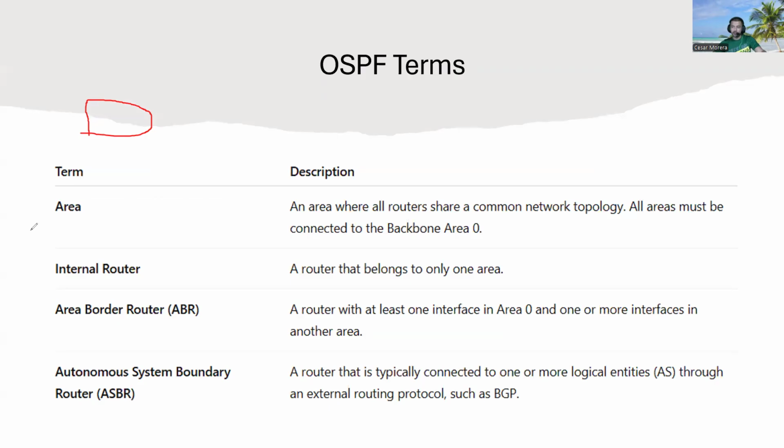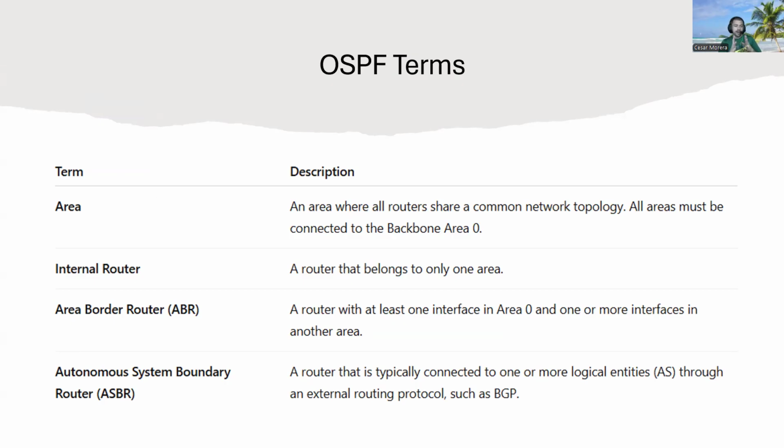Let me just clear the board. I don't like that drawing there. We're going to learn about OSPF terms, some of the terms. We're talking about area, internal router, ABR, ASBR. What are those? What are they used for?